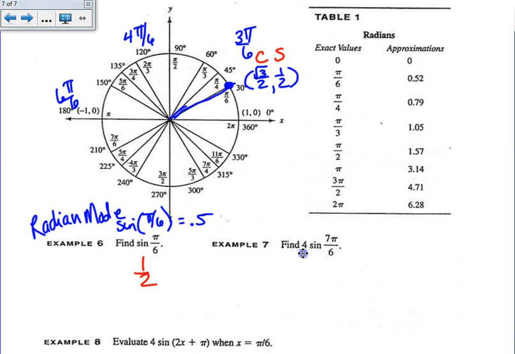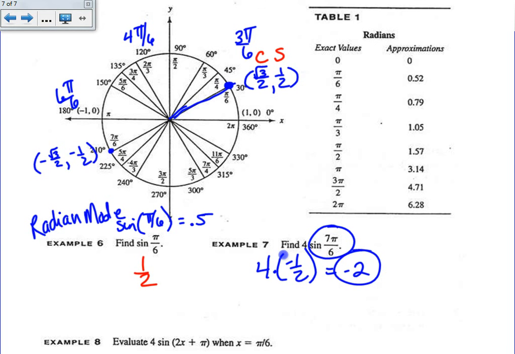Okay, example 7, 4 times sine of 7 pi over 6. So if you'd like to refer to your unit circle, 7 pi over 6 is over here, which is a relative of the 30-degree angle. So again, it's going to be square root of 3 over 2, comma 1/2, but because of the quadrant it's in, it's actually negative square root of 3 over 2, negative 1/2. So 4 times the sine of that is 4 times negative 1/2. So that reduces down to a negative 2.